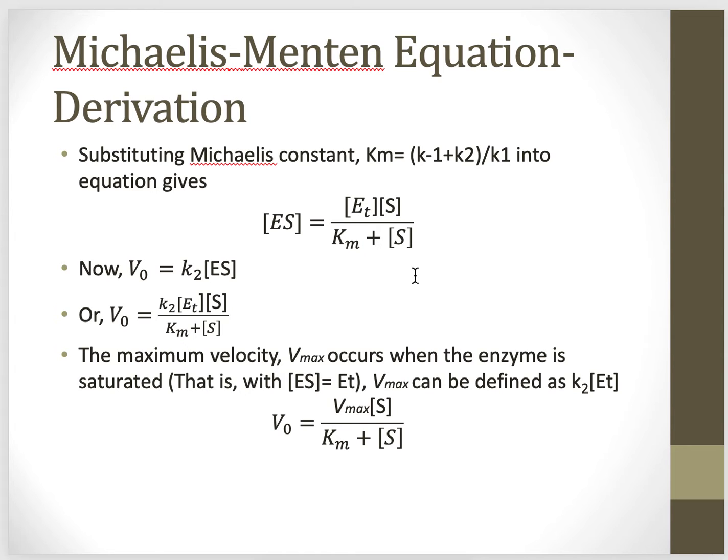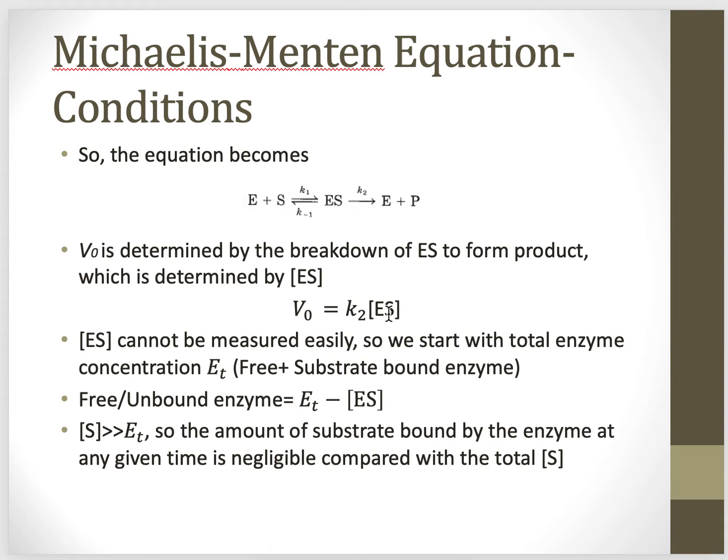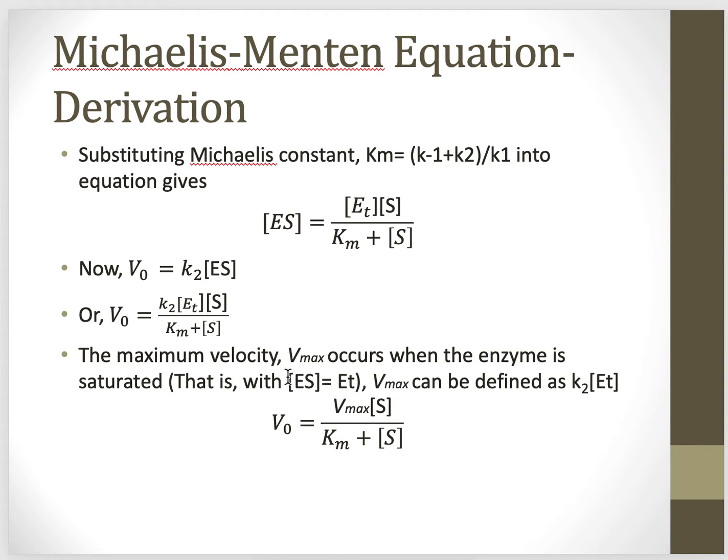Now, at the beginning, we saw that V0 equals K2 ES. So if we put the value of ES that we got from here into this equation, then V0 becomes K2 E_T S divided by Km plus S. Okay. So now, if we think about the maximum velocity.